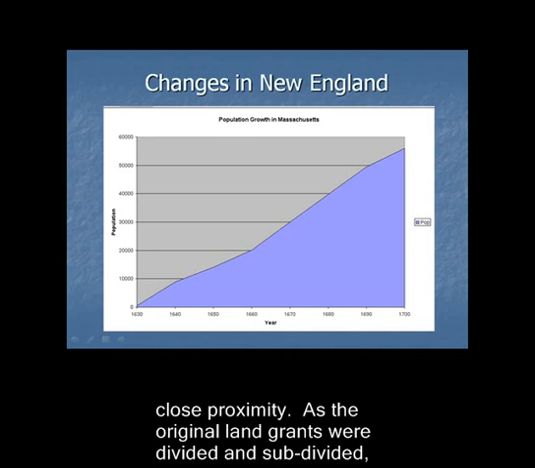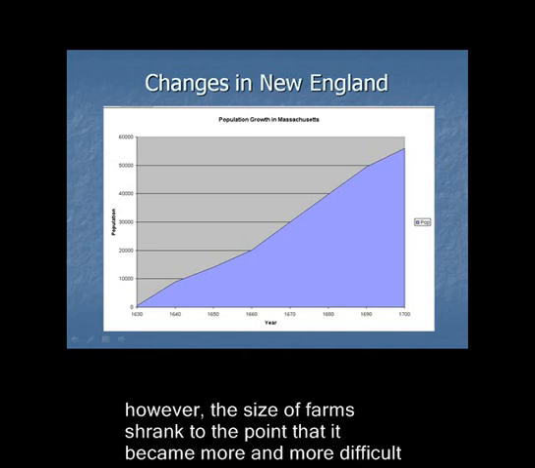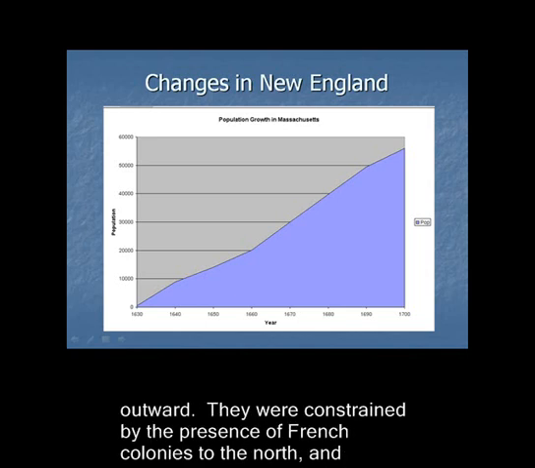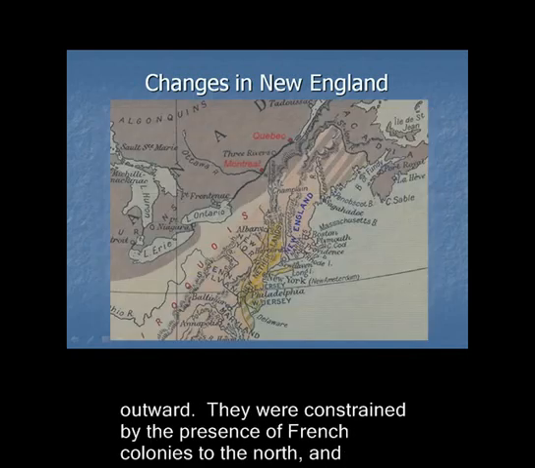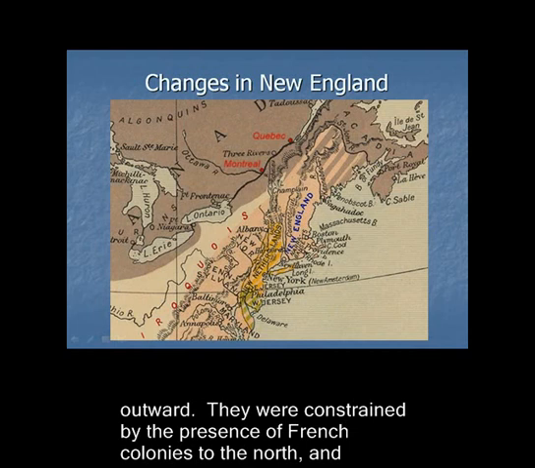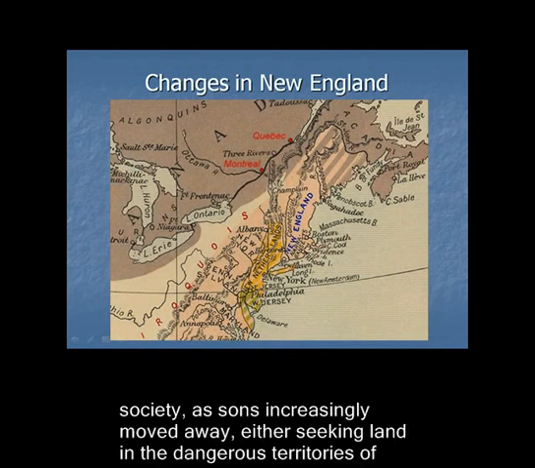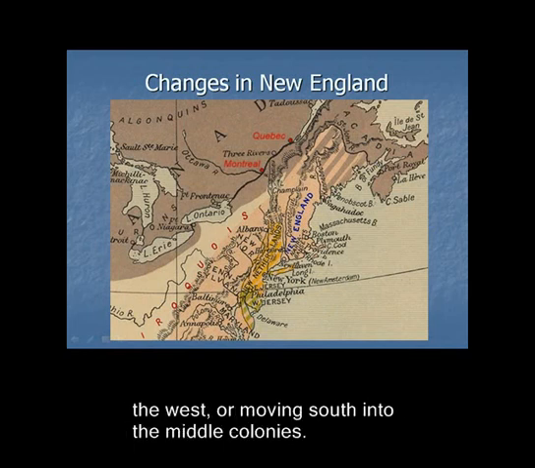As the original land grants were divided and subdivided, however, the size of farms shrank to the point that it became more and more difficult for individual farmers to make a living. Hungry for land, the growing population looked outward. They were constrained by the presence of French colonists to the north and powerful native tribes to the west. This fueled the fragmentation of New England society as sons increasingly moved away, either seeking land in the dangerous territories of the west or moving south into the middle colonies.